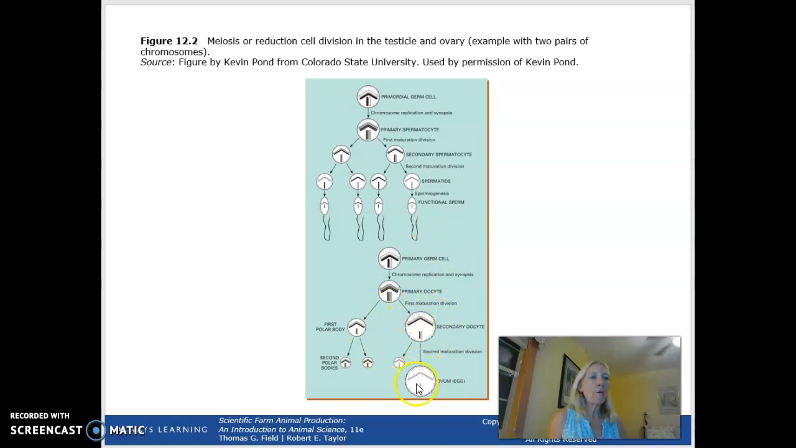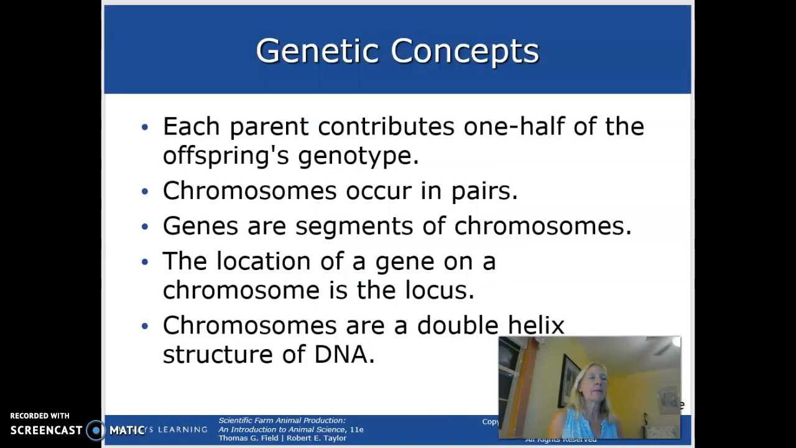You end up with an ovum or egg cell that has half the number of chromosomes that would be the normal amount for that animal. So half. That's why they're paired. In a gamete, they're not paired. When the egg and sperm get together, you have a full complement of chromosomes because those chromosomes have to work in a pair. I'll show you why in a minute.